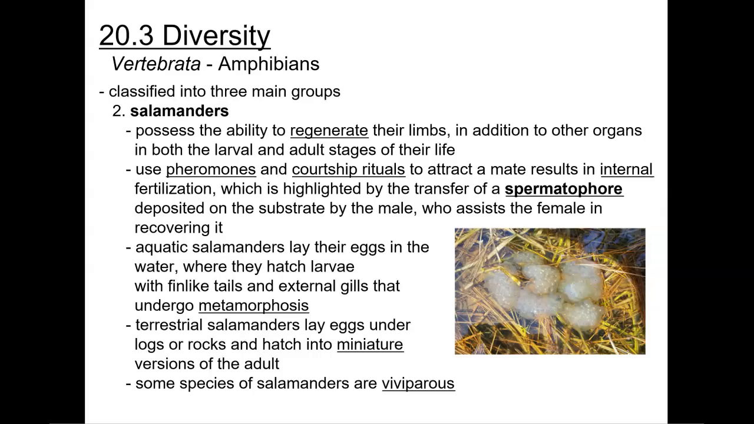Aquatic salamanders are going to lay their eggs in water, where they're going to hatch larvae with fin-like tails and external gills that are going to undergo metamorphosis. Terrestrial salamanders are going to lay eggs under logs or rocks and hatch into a miniature version of the adult. Some species of salamanders are going to be viviparous, though.